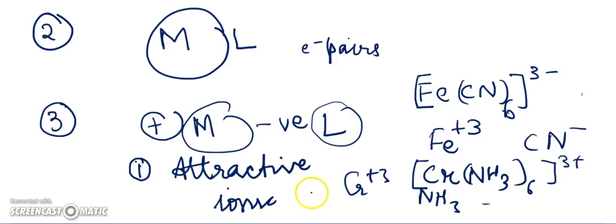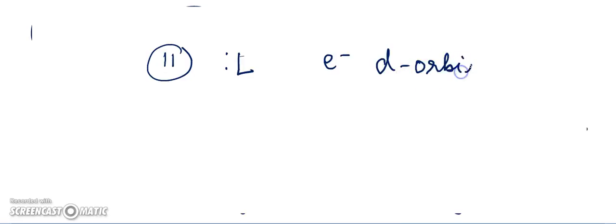Okay. So this theory does not consider the orbital overlapping. Now let us see the second interaction present between the metal and the ligand. The second interaction is the repulsive forces. The repulsive forces arise between the lone pairs of the ligands and the electrons that are present in the d orbitals of the metal ion.